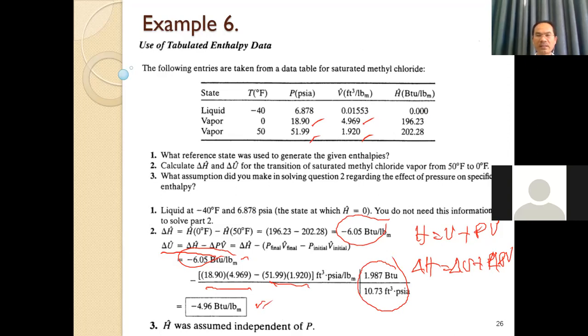Okay, what assumption did you make in solving the equation? For this case, we use the entropy independent of pressure. That's right, entropy independent of pressure. I will prove this in a later slide. We talk about the property of the entropy, which depends strongly on temperature but only slightly on pressure for this scale.